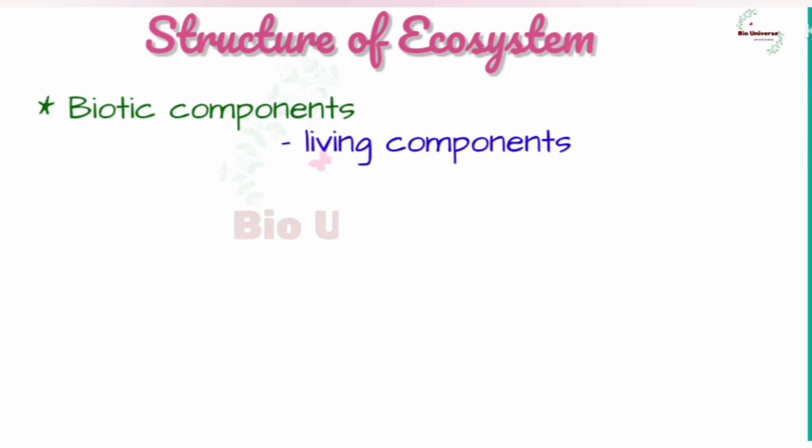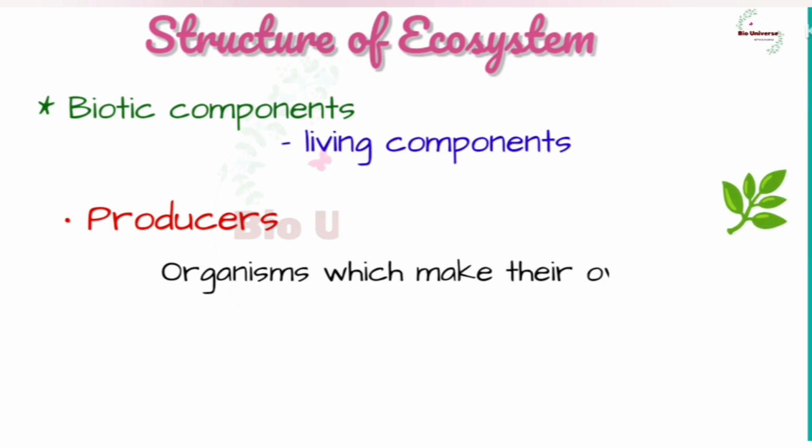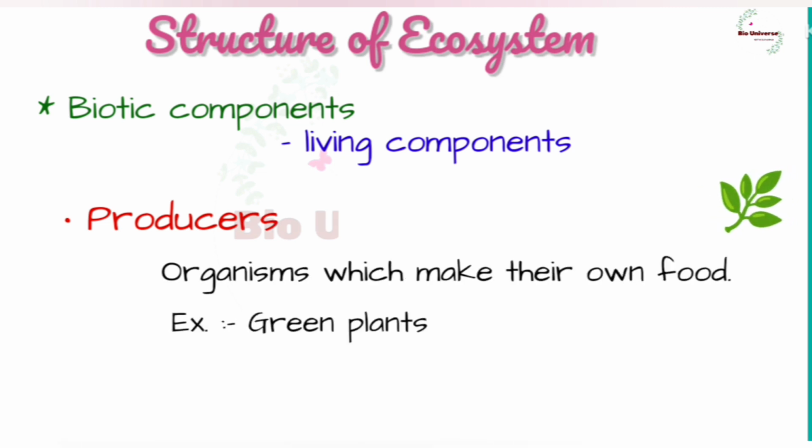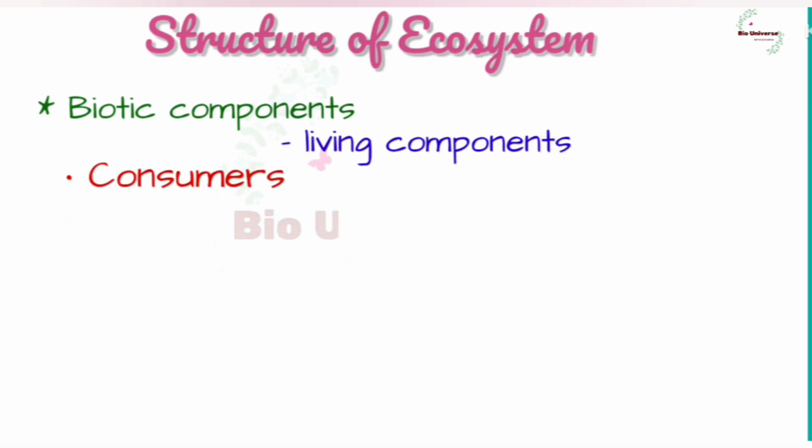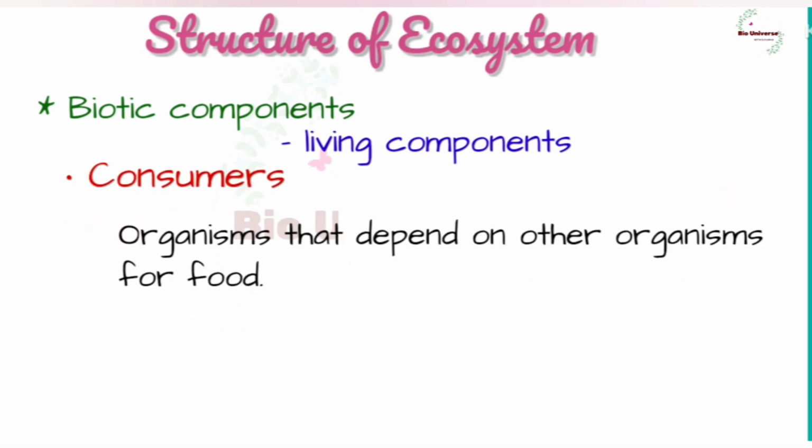The biotic or living component of an ecosystem can be classified on the basis of how the organisms get their food. Producers are those organisms which make their own food, for example, green plants. Consumers are the organisms that depend on other organisms for food. It is also known as heterotrophs.